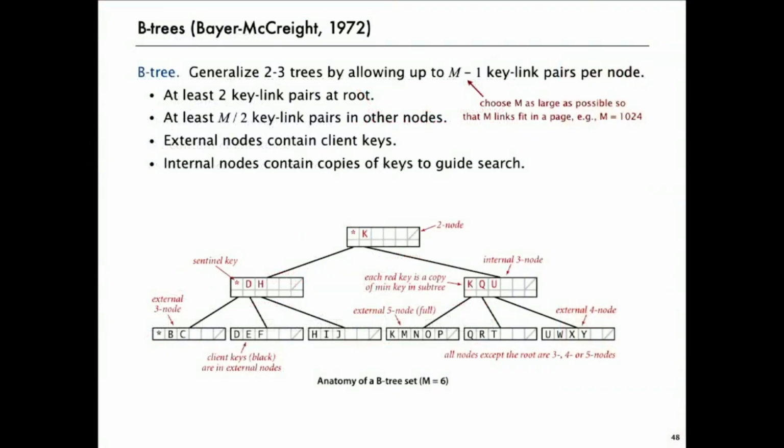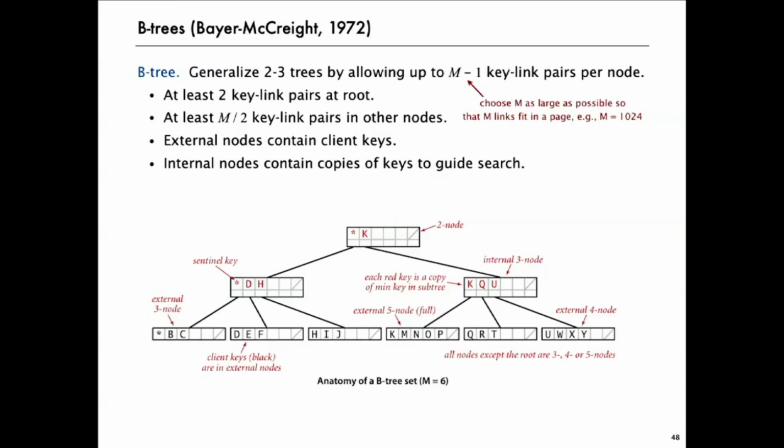The idea is to allow not just 2 or 3 keys per node, but a large number, like the number that can fit in a page. So might be m equals 1,000, m equals 4,000. And well, we've got to have at least 2 keys at the root. And the only other restriction is that we don't want the nodes to get too empty. So we can have less than m, but we want to have at least m over 2.